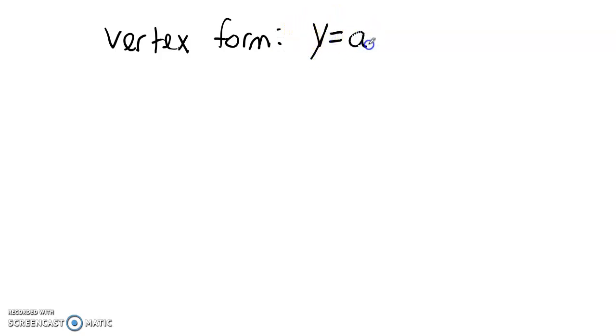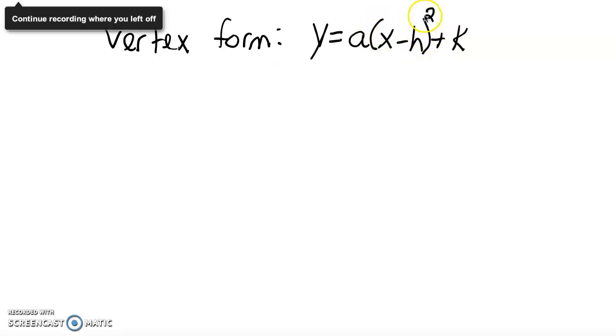All right, let's do an example of a quadratic inequality. So let's say, and we're going to do this in vertex form. So let's talk about vertex form for a second. Vertex form is just a little bit of a refresher. Y equals a(x minus h) squared plus k.